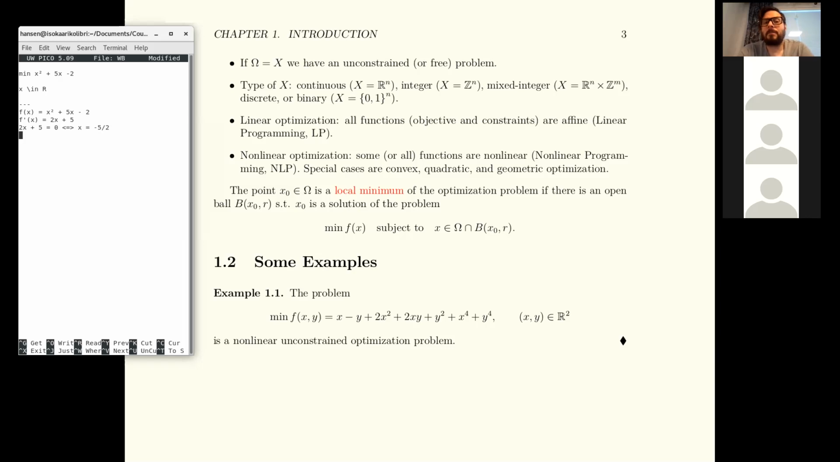This is the type of x, how it goes. Then there is this one classification: is the optimization problem linear or not?